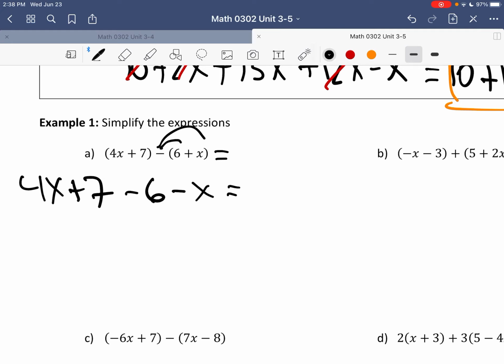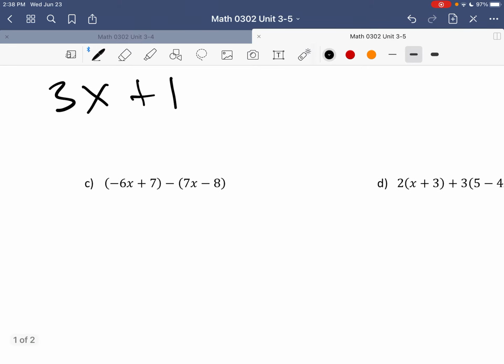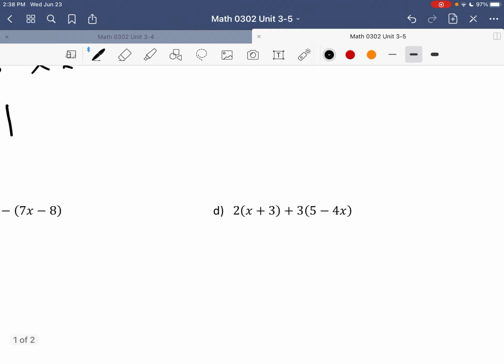And now what we'll do here is combine the like terms. So the 4x is going to combine with the minus x, that's going to give us a 3x. And then the 7 is going to combine with the minus 6. 7 minus 6 gives us positive 1. So that's kind of easier than the previous example. Let's take a look at one that requires us to do a little bit more.